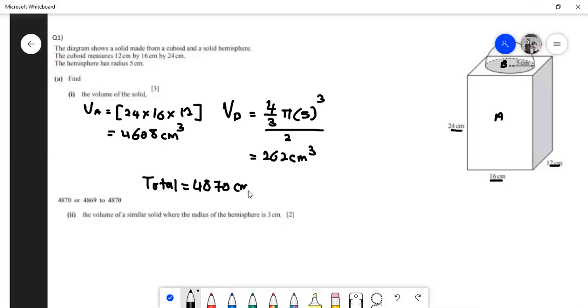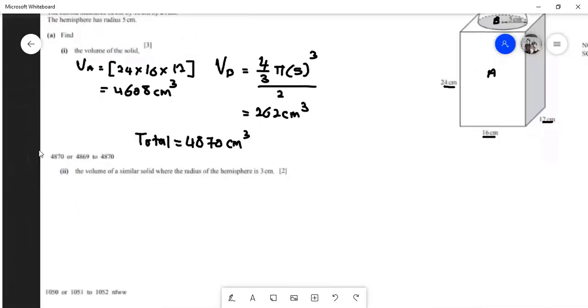4870 cm cube. That's how we do. Okay, so the first one is of course easy. Let's look at the next one. Now the next one is here, the volume of the similar solid where the radius of the hemisphere is 3 cm. Okay, the keyword here is similar solid.